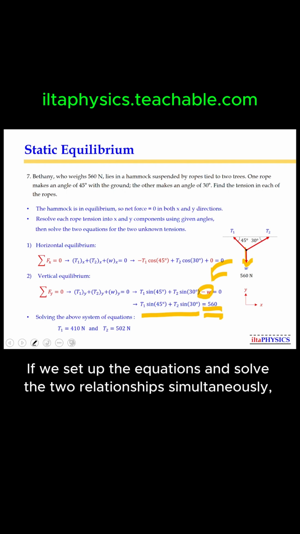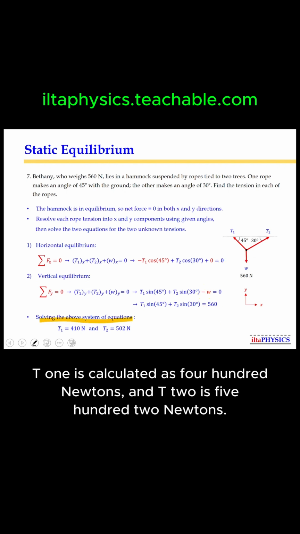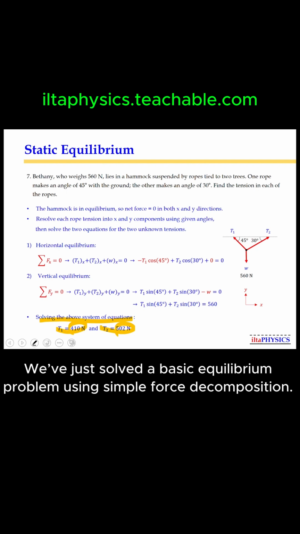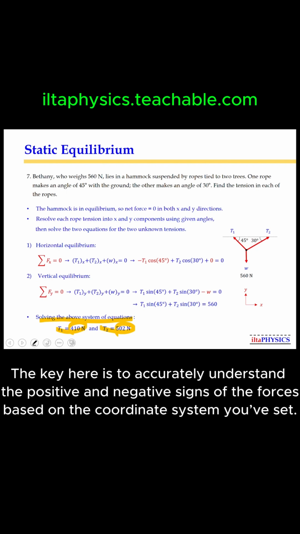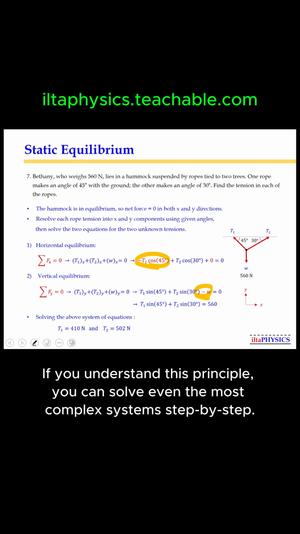If we set up the equations and solve the two relationships simultaneously, T1 is calculated as 400 newtons and T2 is 502 newtons. We've just solved a basic equilibrium problem using simple force decomposition. The key here is to accurately understand the positive and negative signs of the forces based on the coordinate system you've set. If you understand this principle, you can solve even the most complex systems step by step.